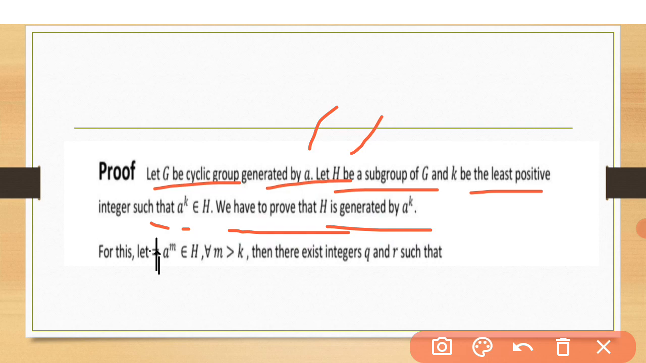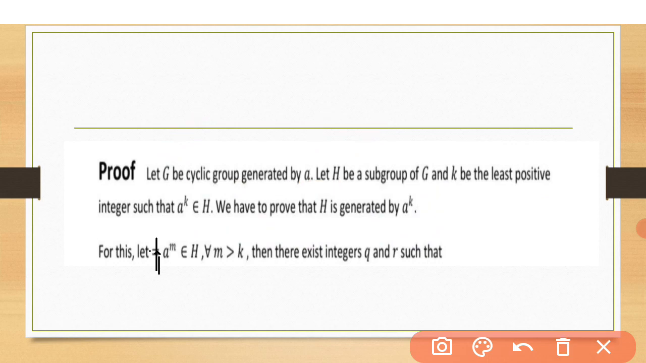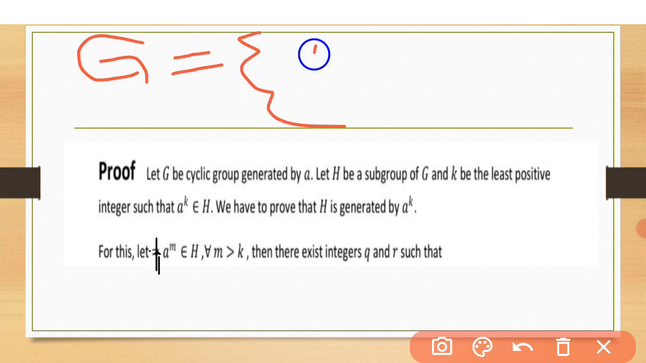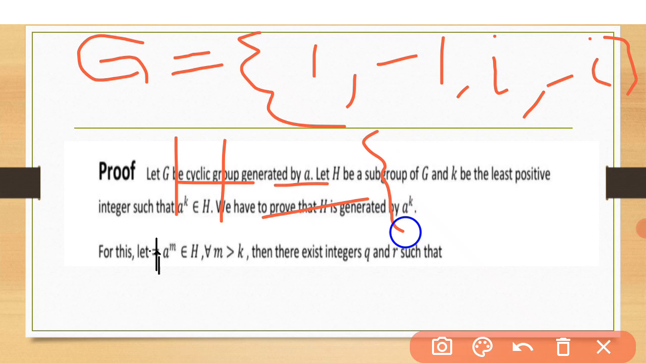As a is the generator of G, similarly a raised to power k is the generator of H. As we discussed in our earlier lectures, G is equal to 1, minus 1, iota and minus iota. It is generated by iota. And its subgroup H is 1 and minus 1. It is also cyclic, and it is a subgroup of G.